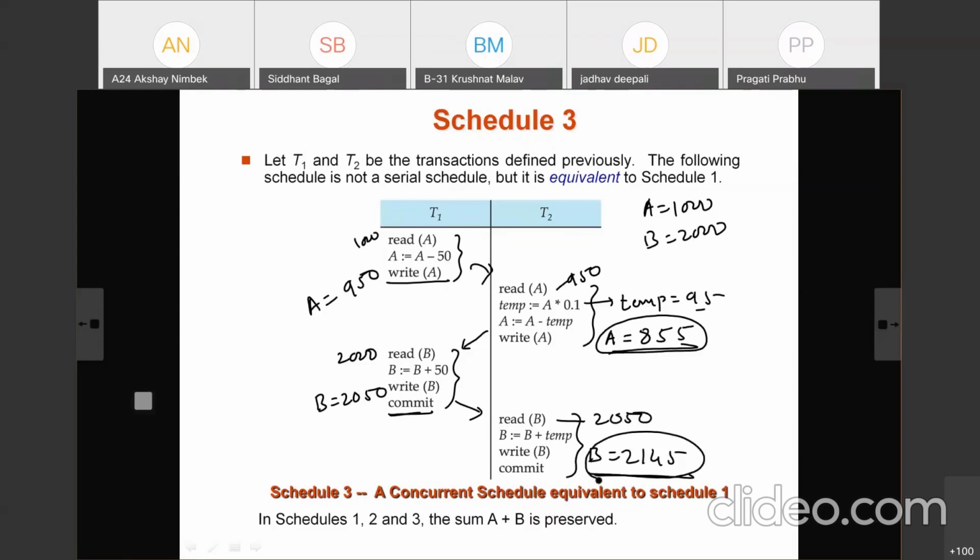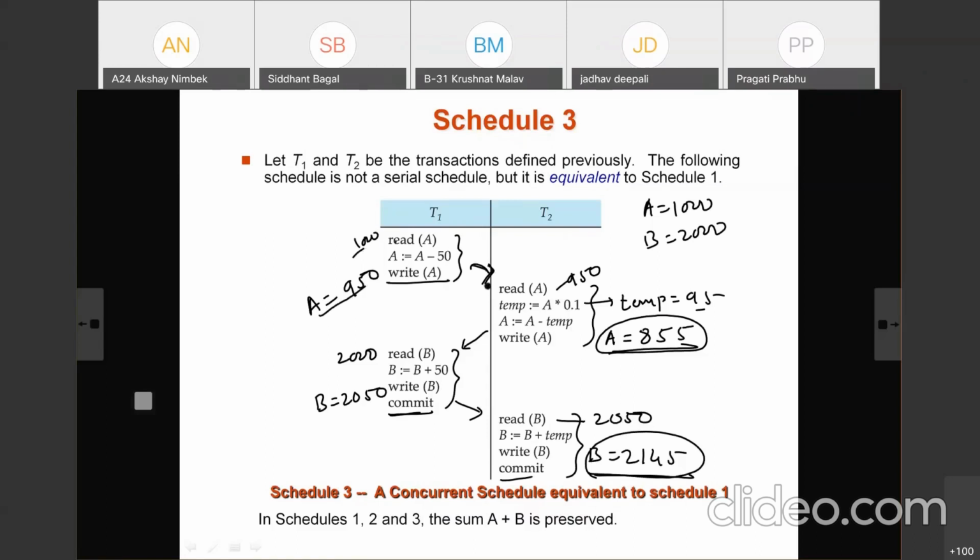B is equal to 2145 and then transaction T2 is committed. See, once again I am explaining. Here it starts with the transaction T1. Three instructions of transaction T1 are executed. It reads the value of A, 1000 initially. A is equal to A minus 50. So A becomes 950. Then make a context switch.